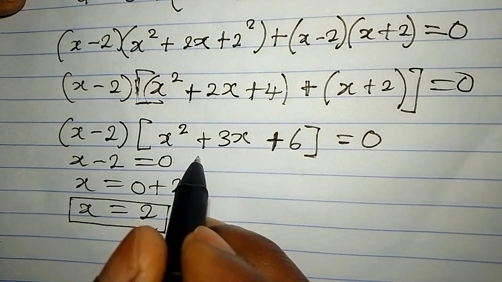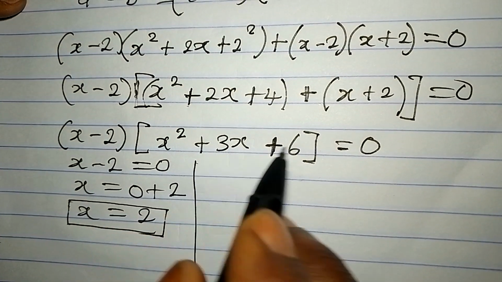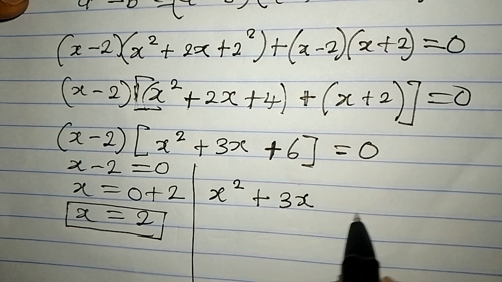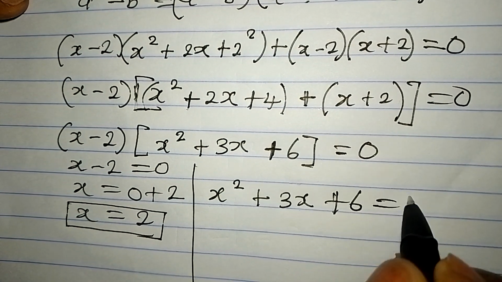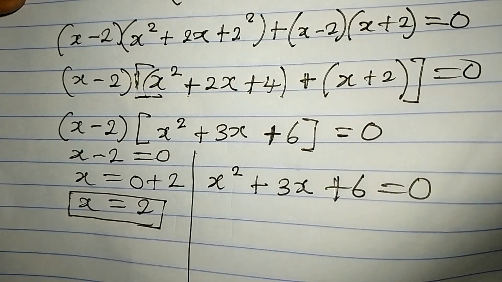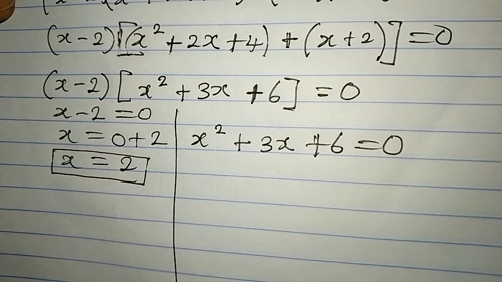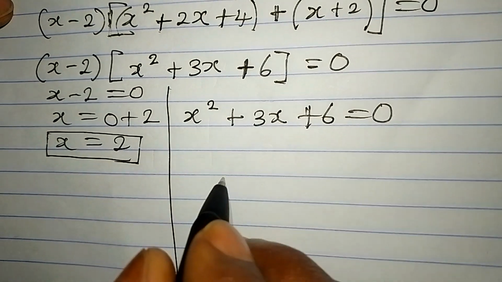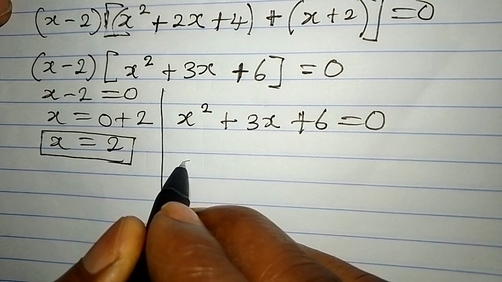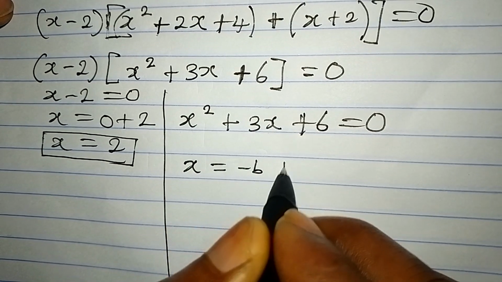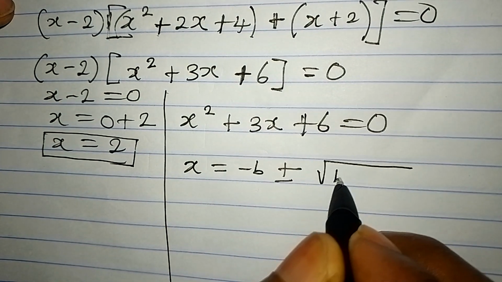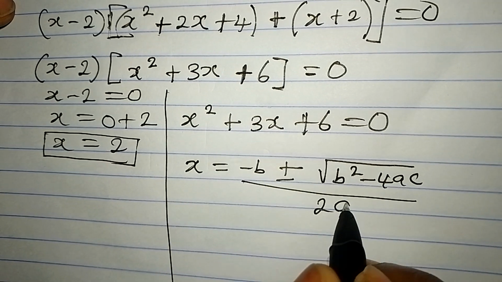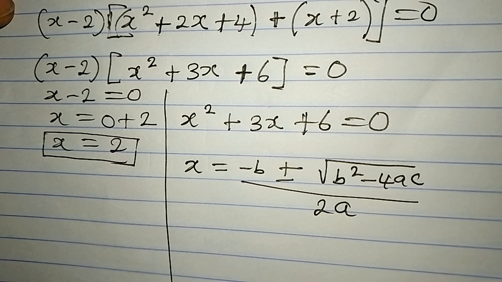To get the other value of x, I'm going to deal with this quadratic expression. X squared plus 3x plus 6 equals 0. So now that we've equated it to 0, it becomes a quadratic equation. Now, how do we solve this problem? We're going to use the formula method for it, so that our x will be minus b plus or minus square root of b squared minus 4ac, and the whole of this will be over 2 times a. Now, let's continue.